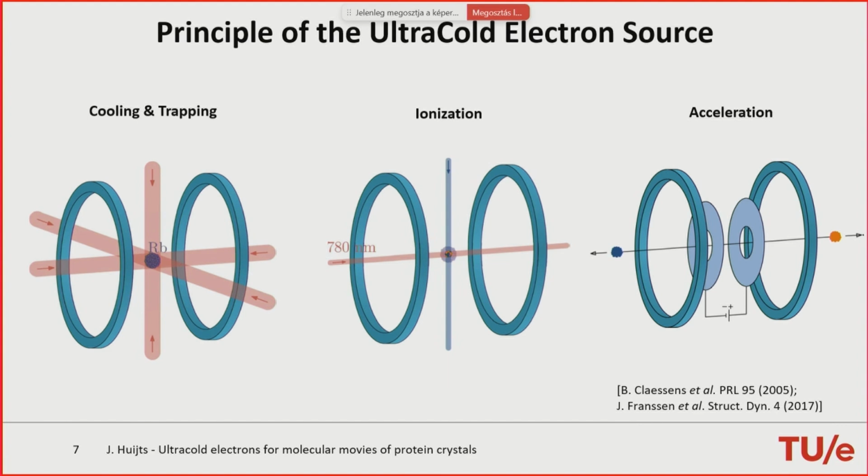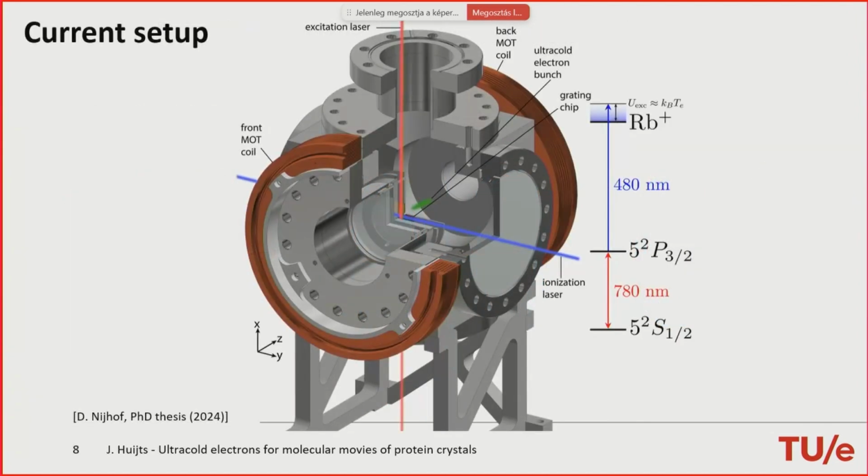And this principle has undergone several revisions. And by now, the version we have in the lab looks like this. I won't go through everything here, but the main point is that here in the center, that's where we trap and cool these rubidium atoms. And then here are these 2 laser beams, and at the point where they overlap, we create the electron pulse. Here in green, you see the electron pulse that gets accelerated into the beamline.